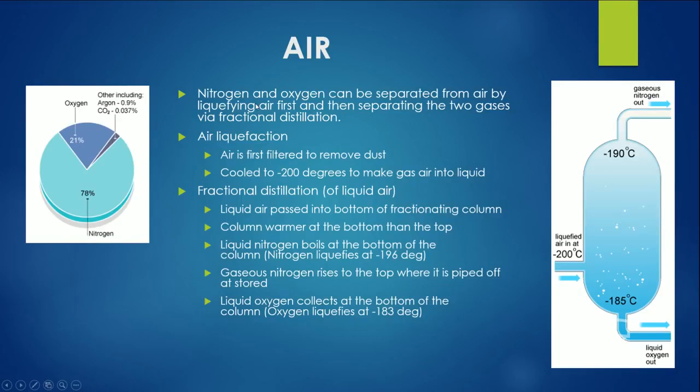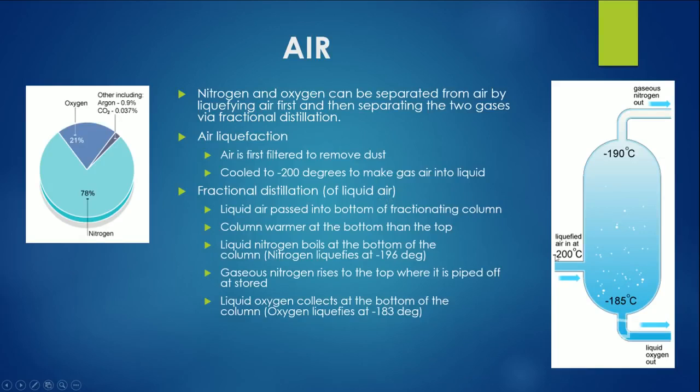So nitrogen and oxygen can be separated from the air by liquefying the air and then separating the two gases by fractional distillation. So air is basically first filtered to remove dust and things like that, and then cooled to around negative 200 degrees, which is when air, the gas form, turns into liquid air. So once you have liquid air, you can use fractional distillation to separate the two elements.